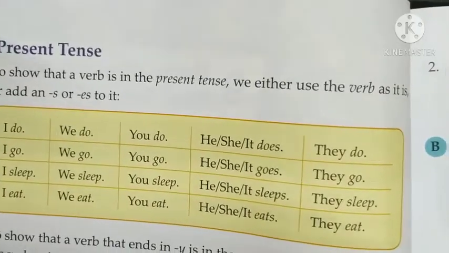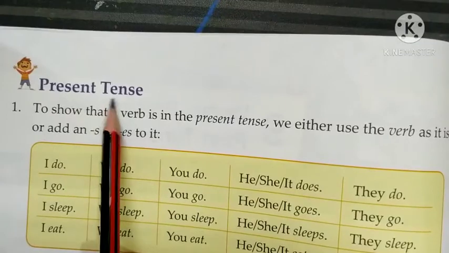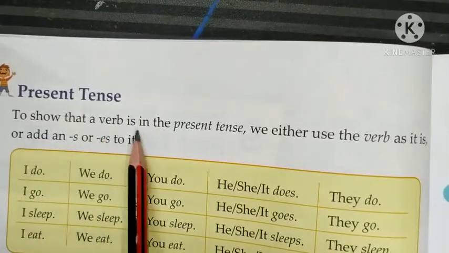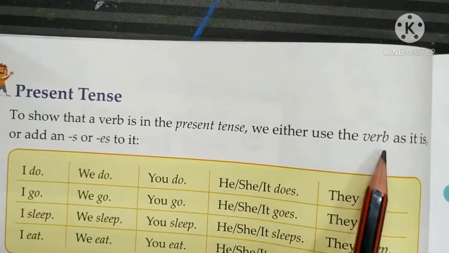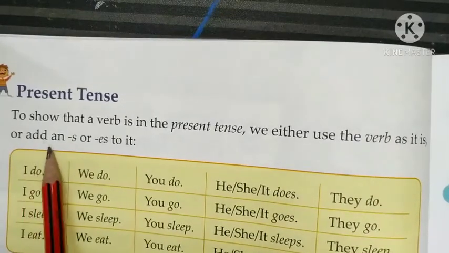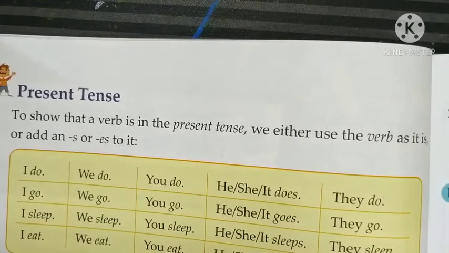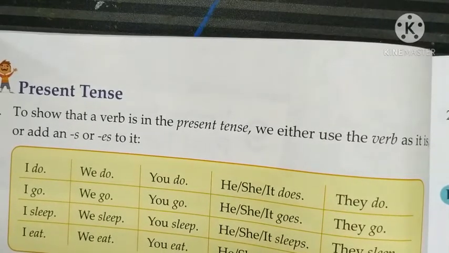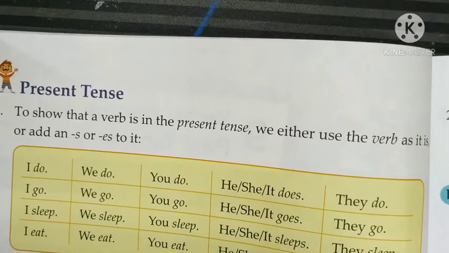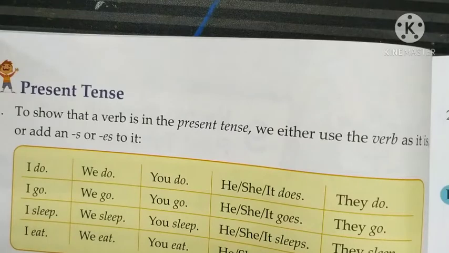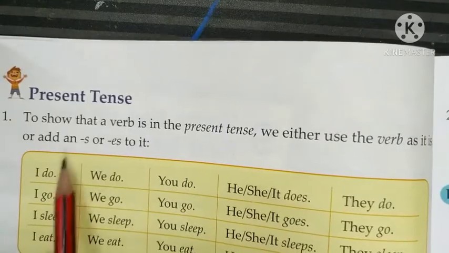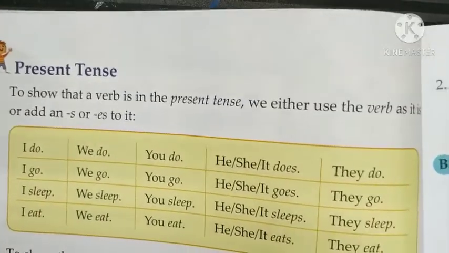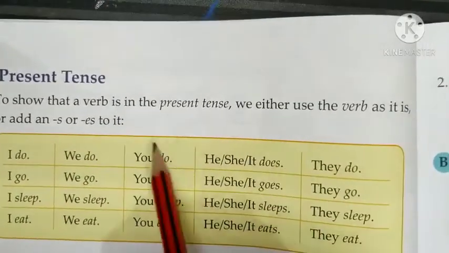Okay, so let's start. Children, open page number 32. Present tense. To show that a verb is in the present tense, we either use the verb as it is or add an s or es to it. So if we want to make the present tense of a word, how do we make it? We can use the word as it is, there is no need to change the word, or we may require to add either s or es to it.